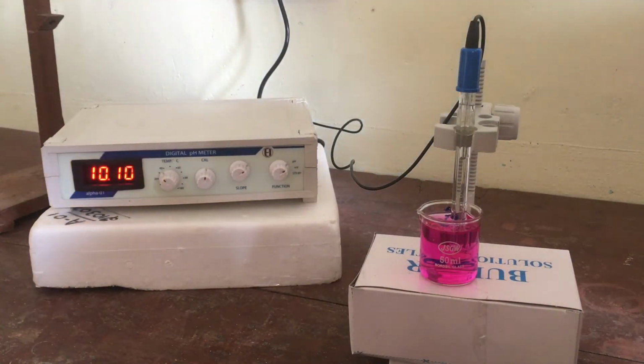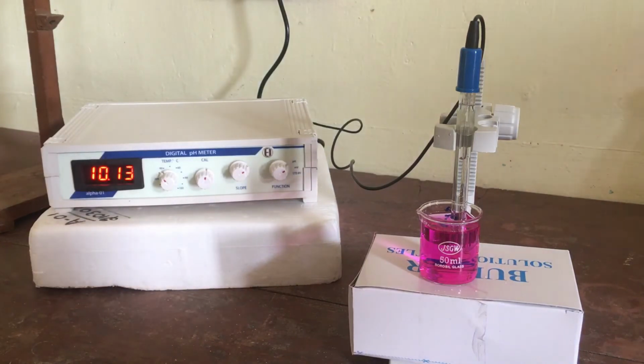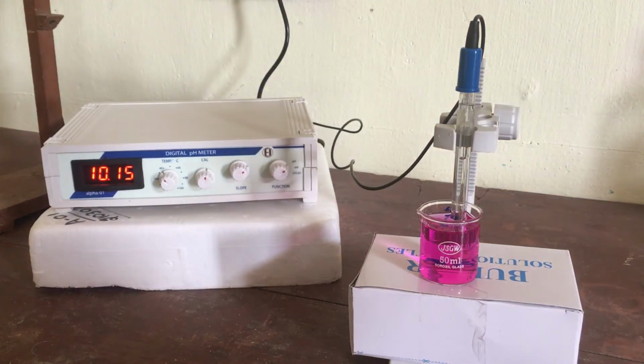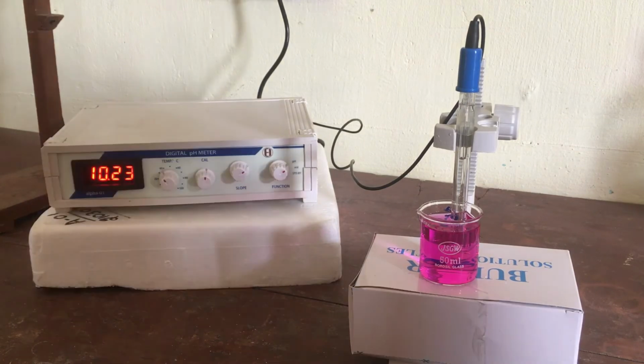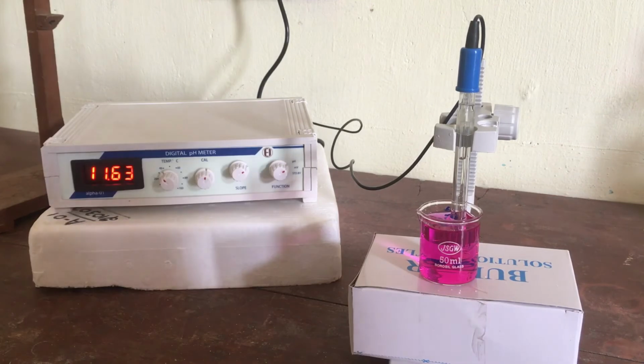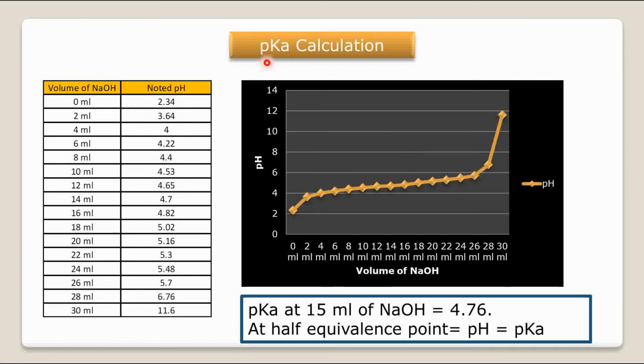Yes, now we can see a shoot up in the value of pH showing in the pH meter. On getting that shoot up, we need to wait for a while to obtain a somewhat steady value. On getting that steady value, we can stop adding further NaOH.